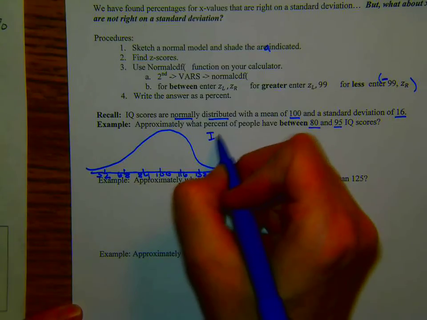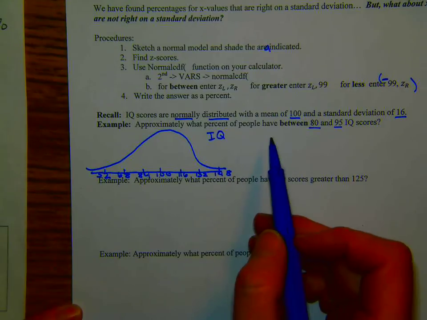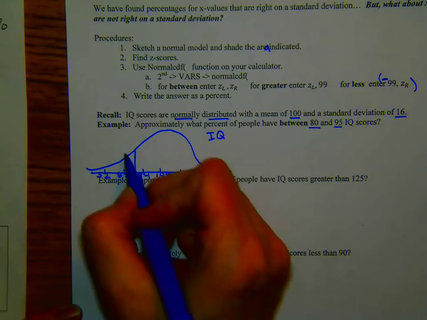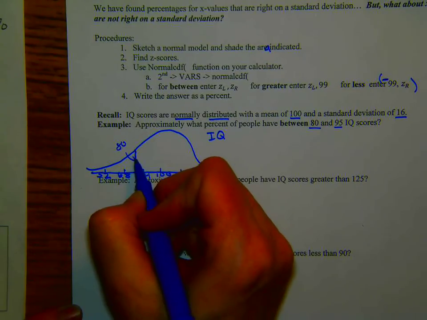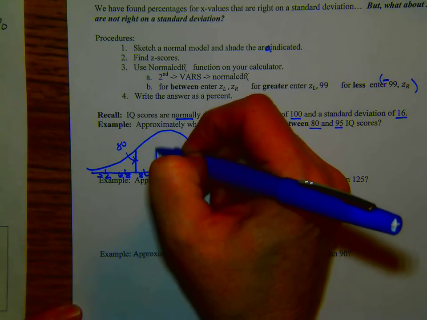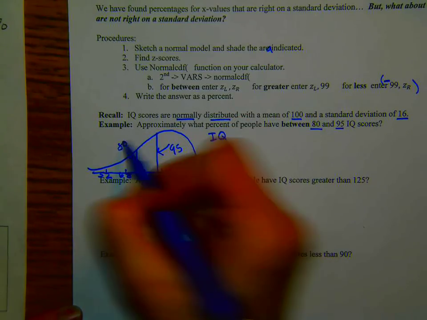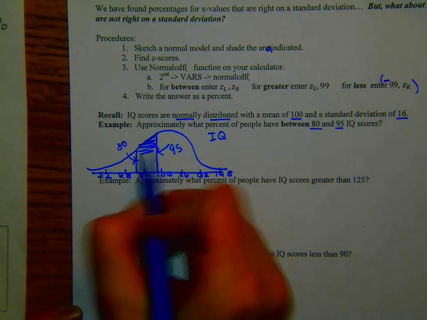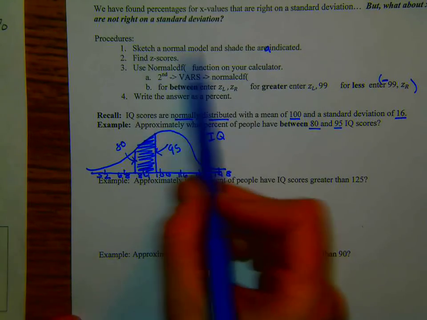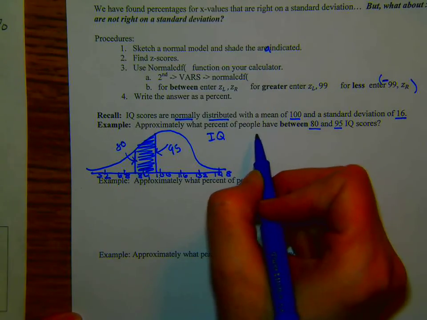So this is IQ. Okay, so the question says, what percent of people have IQ between 80, so let's do an approximation, 80, okay, let's label it, 80, and 95. So 95 is going to be just below 100. Okay, we're going to label that 95. So what percentage of people? So let's sketch that in and shade the area indicated, because that is what we first want to do. Okay, step 1 accomplished.